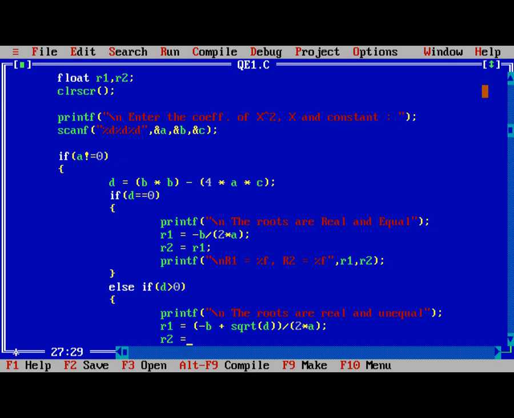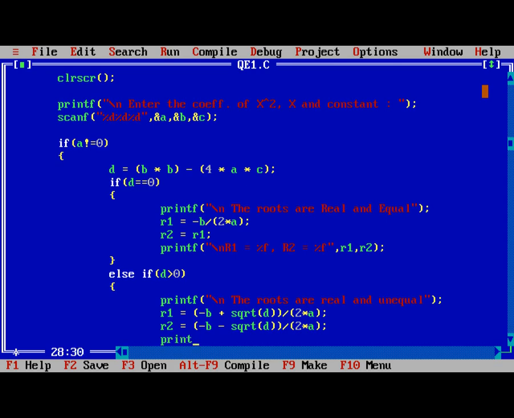Similarly, R2 is equal to minus B minus SQRT of D by 2 into A. So now we need to print the values of R1 and R2. R1 is equal to percentage f, R2 is equal to percentage f, R1, R2.